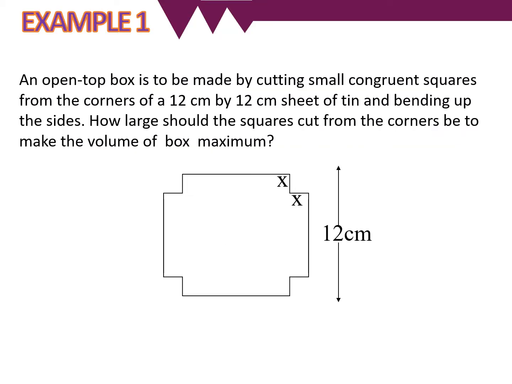Let's discuss example 1. An open top box is to be made by cutting small congruent squares from the corners of a 12 cm by 12 cm sheet of tin and bending up the sides. How large should the squares cut from the corners be to make the volume of the box maximum? So here is the drawing.